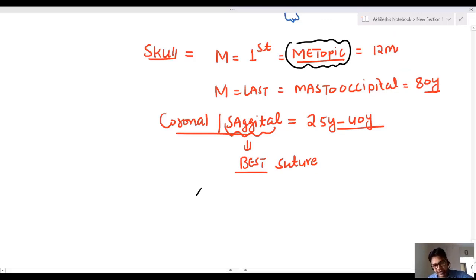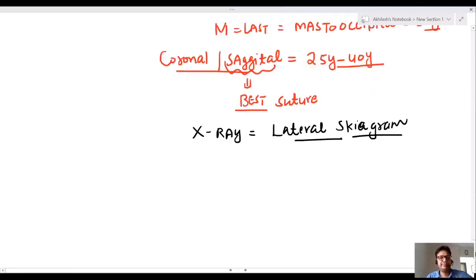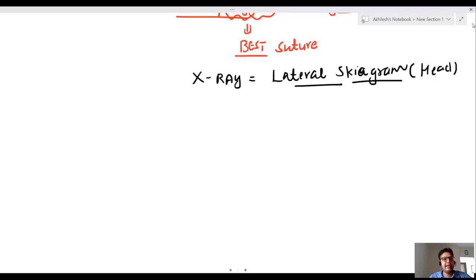Now, which X-ray is taken for skull bone age estimation? Lateral skiagram, the lateral head skiagram. So the best suture for age estimation is sagittal suture. We take a lateral skiagram, and first is M for metopic, last is also M for masto-occipital suture. Now what about sternum bone?